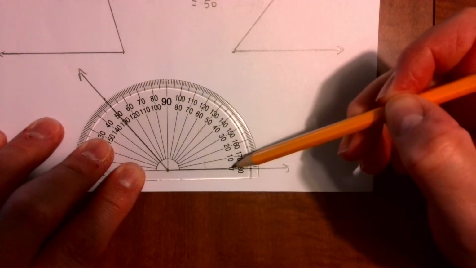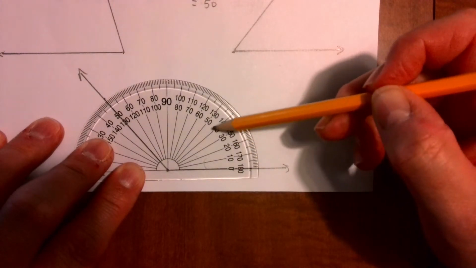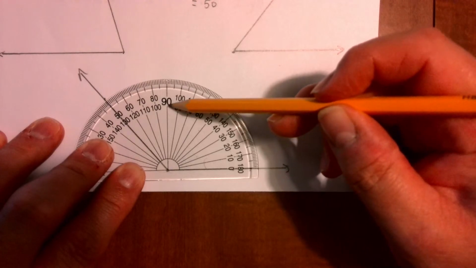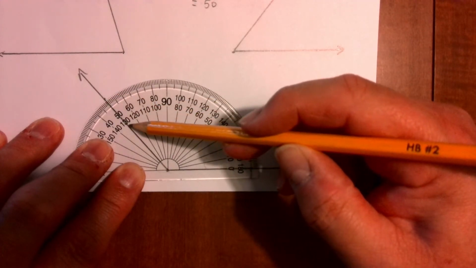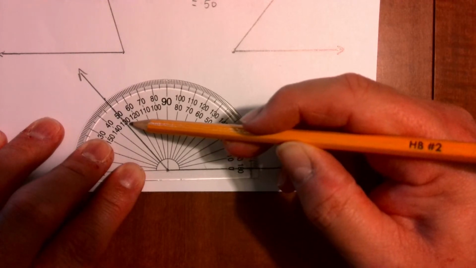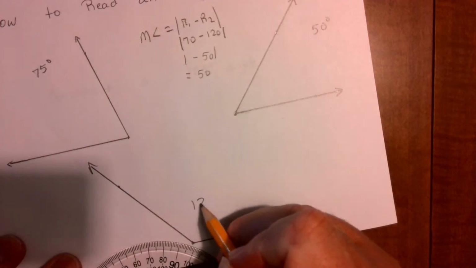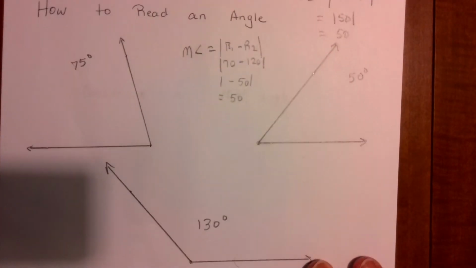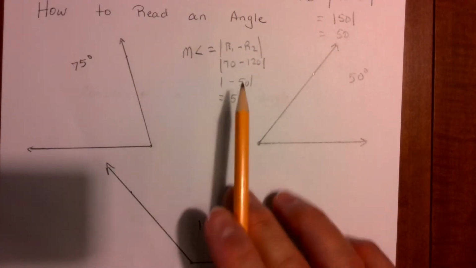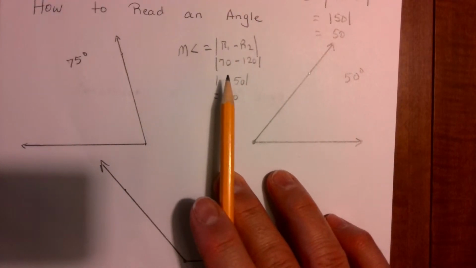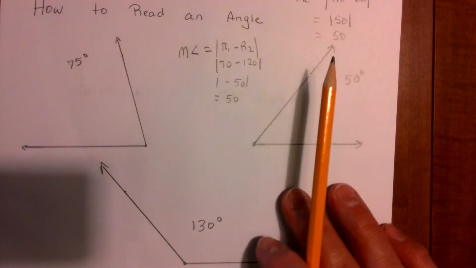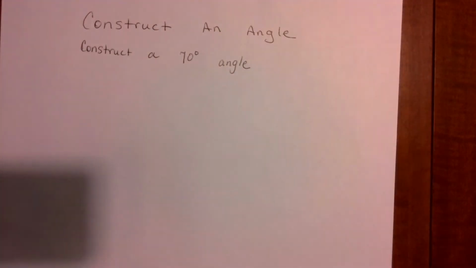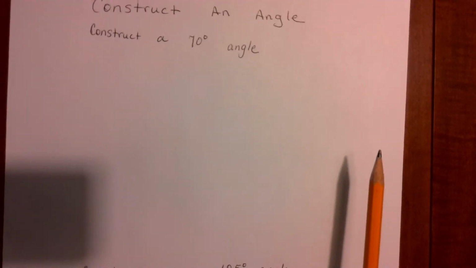So 0 is right here. So we're going to read that inner line all the way around until we get to the other ray. You see right there, it's a 130 degree angle. So this one is 130 degrees. So that is how you read an angle measure. And you'll also see some pictures of this in the lesson, how to use the protractor postulate to find the angle measure. So my last quick thing here is how do we construct an angle?